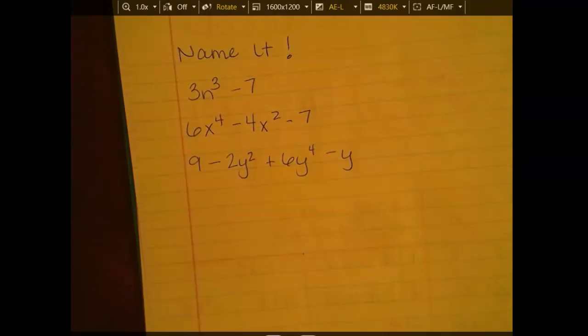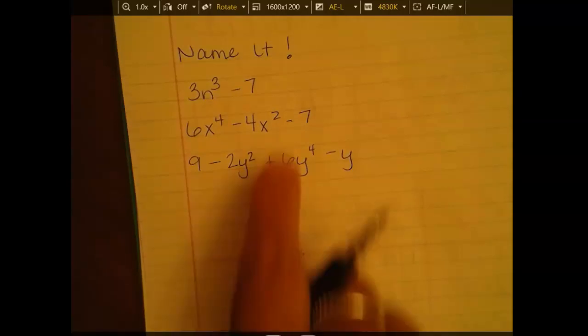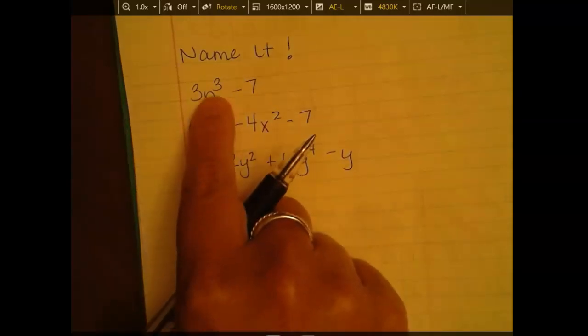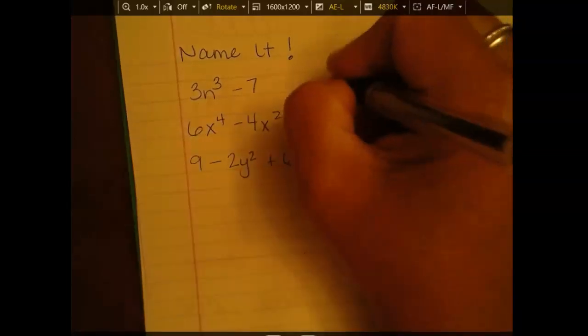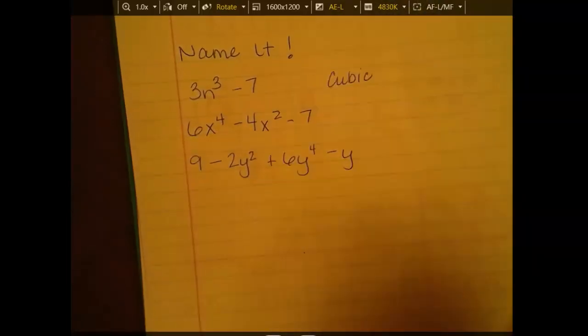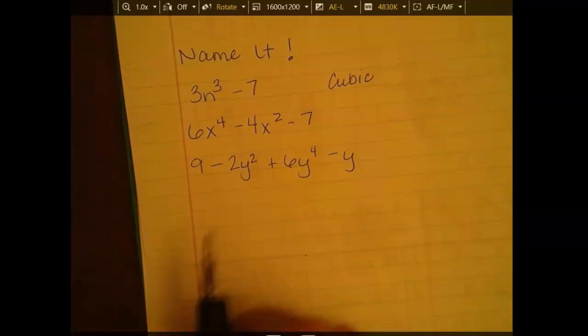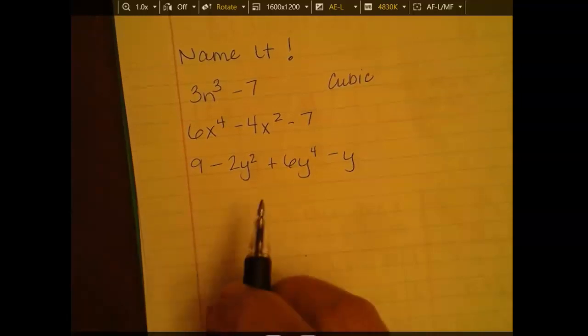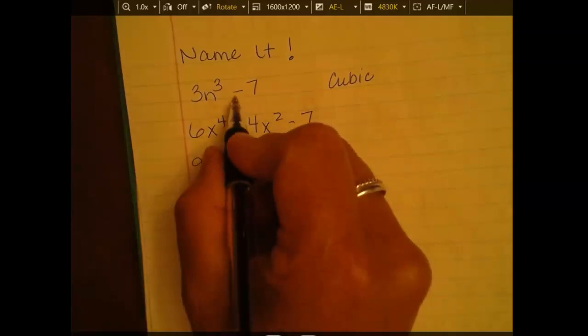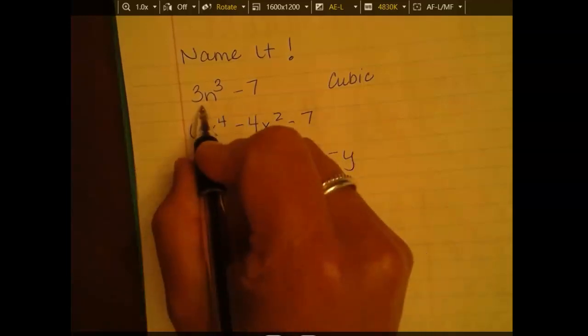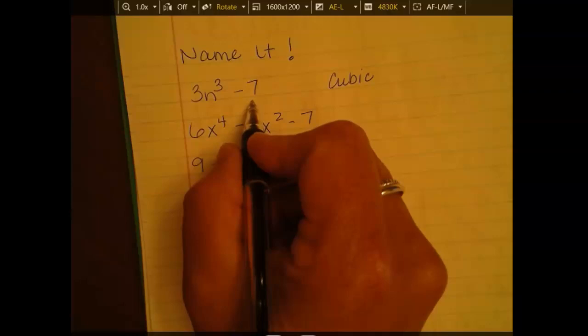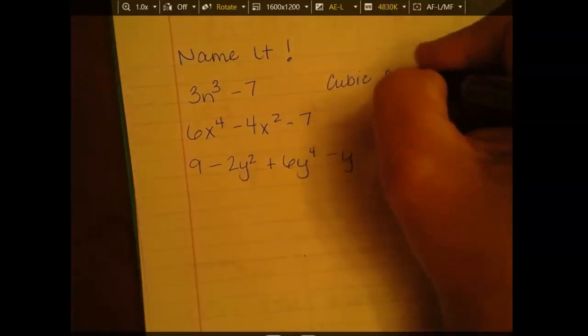Okay, so 3n to the 3rd minus 7. The first thing we do for the first name is look at the exponent. The exponent is a 3, so I look at my chart and say a 3 is cubic. So this is a cubic something. Then I look at my terms and say, okay, how many terms does it have? There's one subtraction. There's something in front of it and something after it. That makes 2 terms. That makes this a binomial.